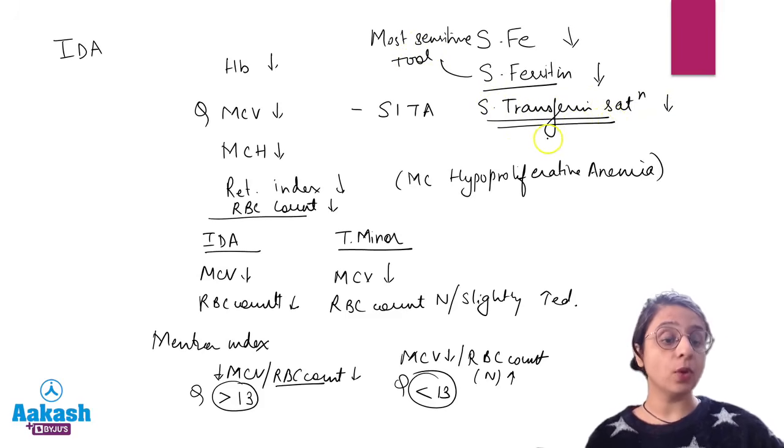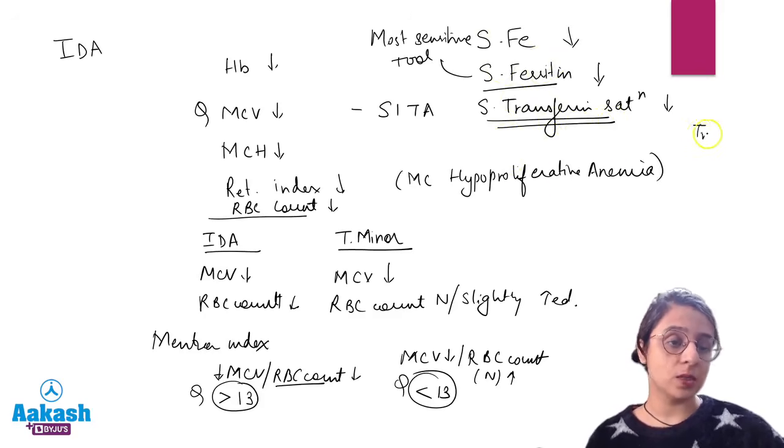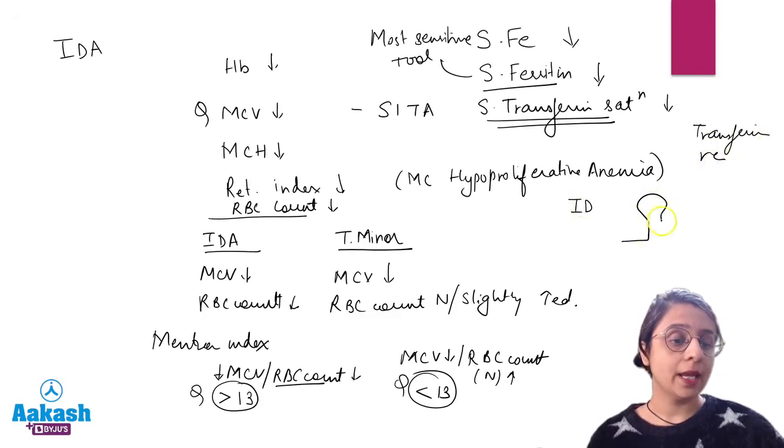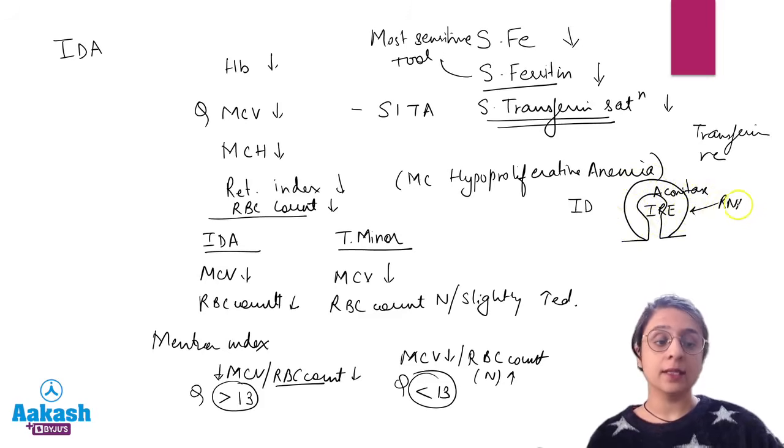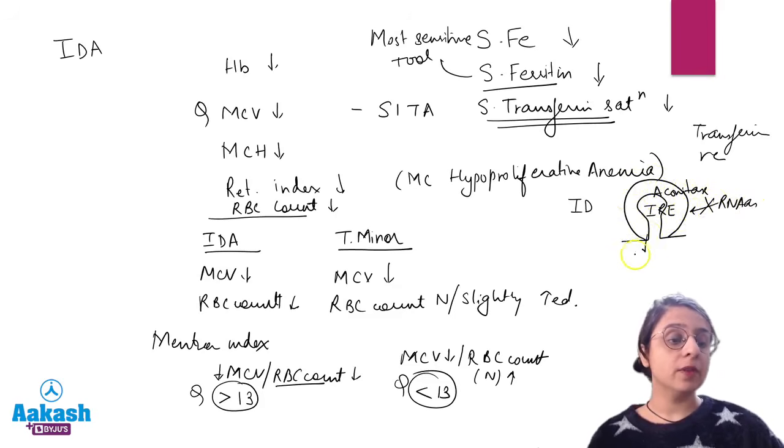Now, if you remember the molecular level of iron absorption, we had already discussed what will happen to transferrin receptors. We'll also study today what happens normally in the iron deficiency state. There is an element, the iron responsive element, which is protected by a protein called aconitase. So normally aconitase protects the iron responsive element from the action of RNases. Thus RNases are not able to act, and the transferrin receptor mRNA will be functioning well. There will be an increased concentration of transferrin receptors, and thus the total iron binding capacity will also be increased.